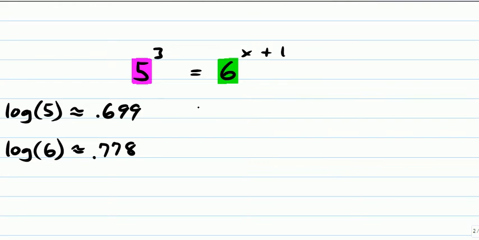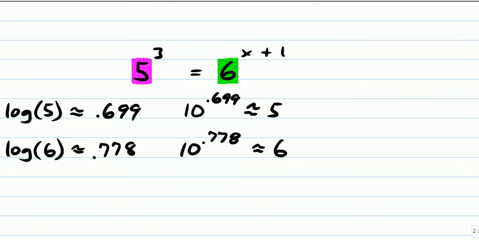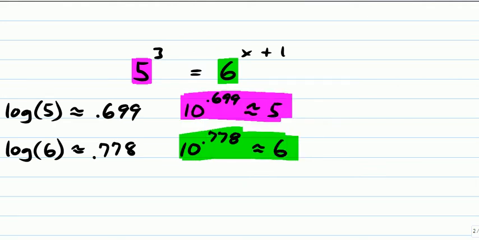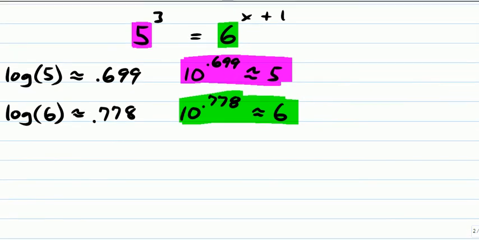And you really don't want students to forget, why did I do that? So I think it's helpful to say, so 5, back up, 10 to the 0.699 is approximately what? 5. 10 to the 0.778 is approximately 6. So this is another way to write 6. This is another way to write 5. So we're going to use that, right? We're going to substitute those things in.